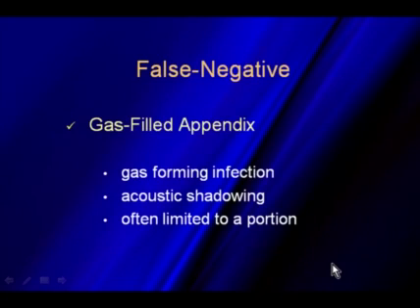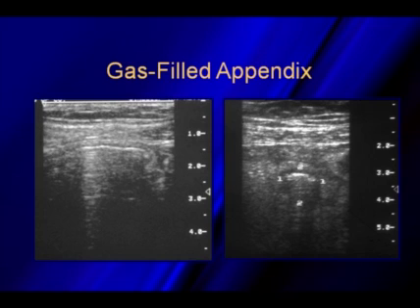Another false negative is a gas-filled appendix. You can have gas from inflammation, you get acoustic shadowing, and often it may be limited to a certain portion. I told you that we'll talk about how to tell the difference between normal air in the appendix versus gas in the appendix from inflammation. This is a case that we can see in long axis view.